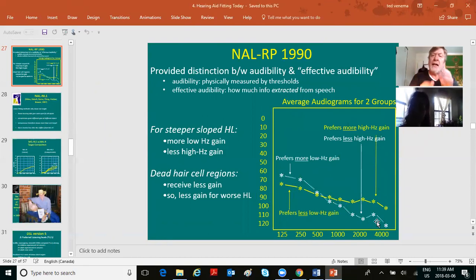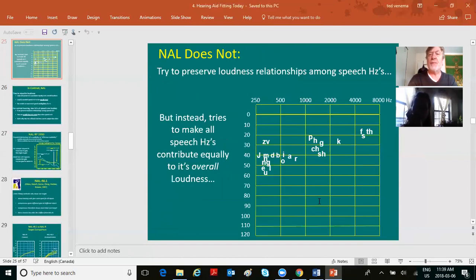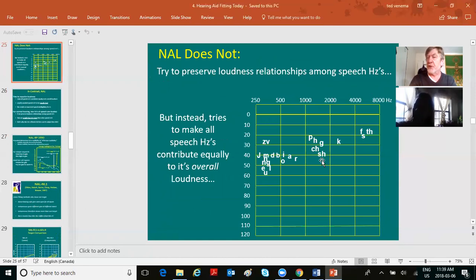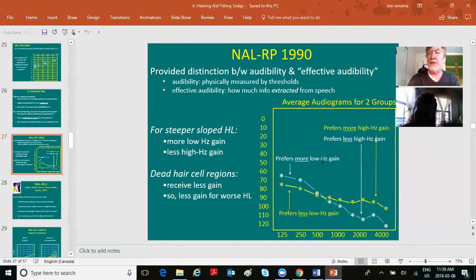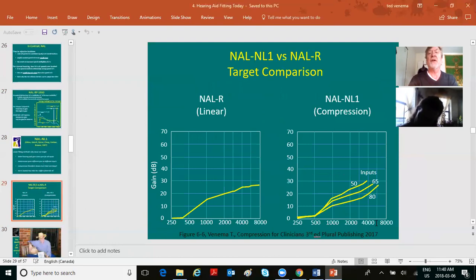So NAL offers less in the lows because of the loudness relationship of speech. They're not trying to preserve this. And NAL also offers less in the highs because of the cochlear dead spot concept. If you have no high frequency hair cells, then why the heck are you aiding them? So there you have it.